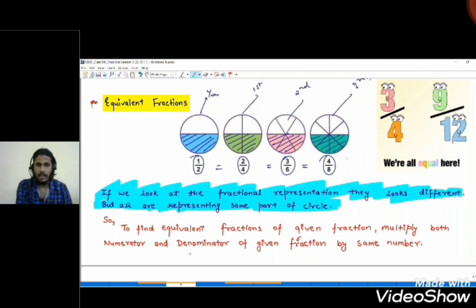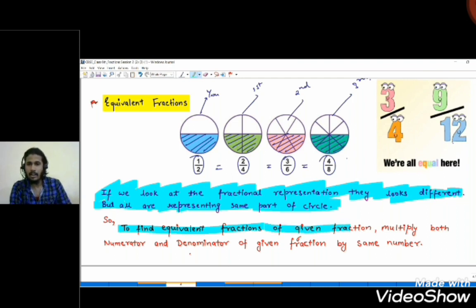So what do we get from here? We get a trick from here to find equivalent fractions. It means if all these fractions are the same, we give them the term equivalent fractions. That term has come out from the term equal. How do we get equivalent fractions?